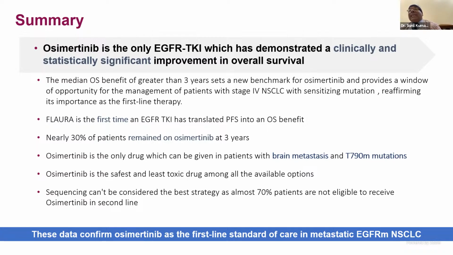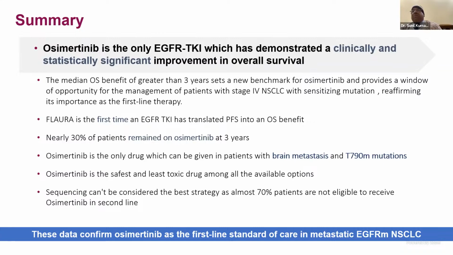Osimertinib is the safest and least toxic drug among all available TKIs: first generation, second generation, and third generation. Sequencing cannot be considered the best strategy. Almost 70% of patients are not eligible to receive osimertinib in second line. The data confirm osimertinib as the first line standard of care in metastatic lung cancer.